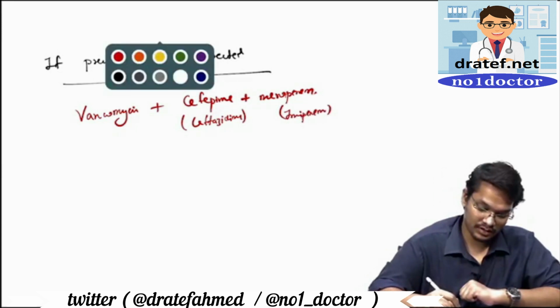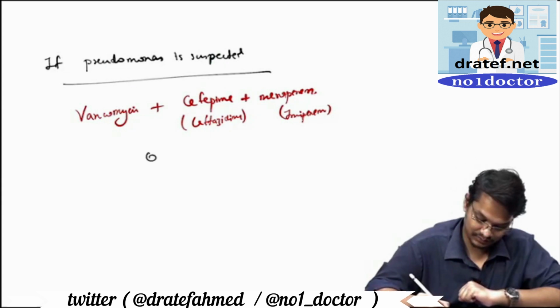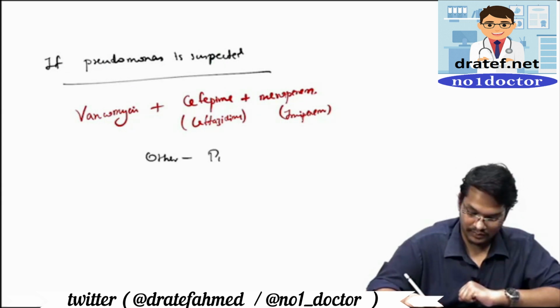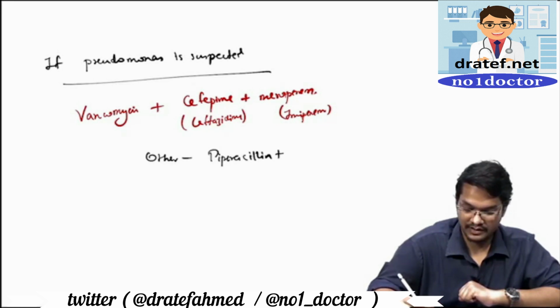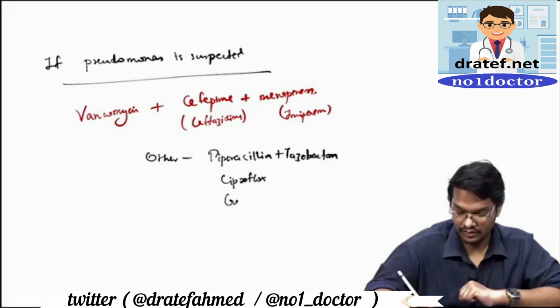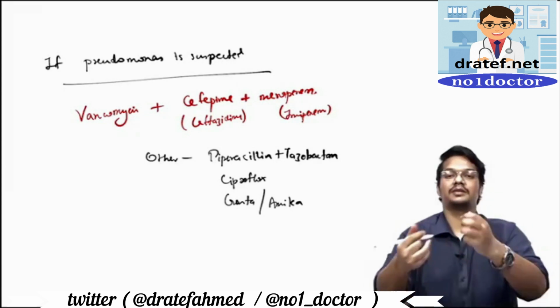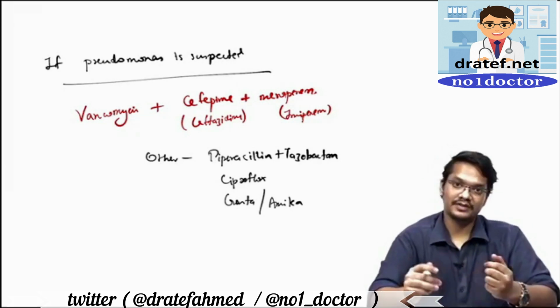Okay. Now the other drugs which can be combined with vancomycin apart from these are piperacillin tazobactam or ciprofloxacin or gentamicin or amikacin. Okay, this is the management of septic shock.